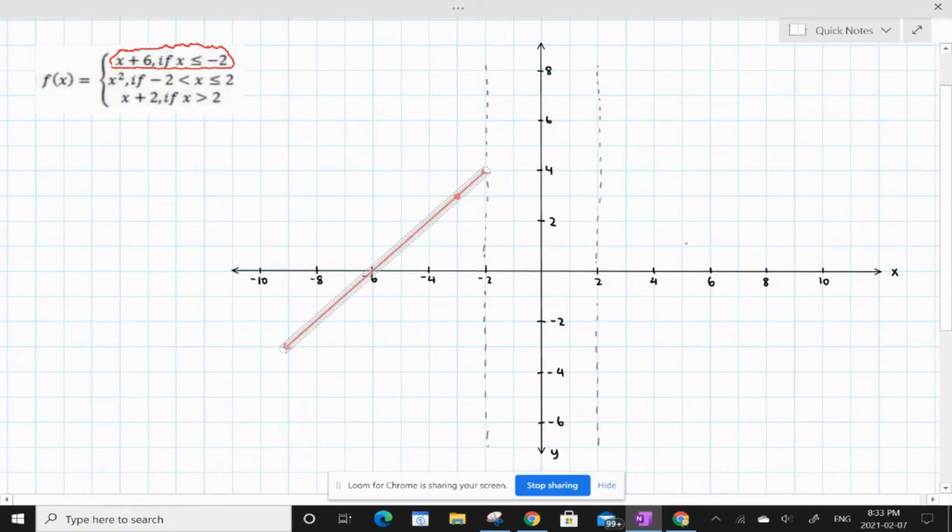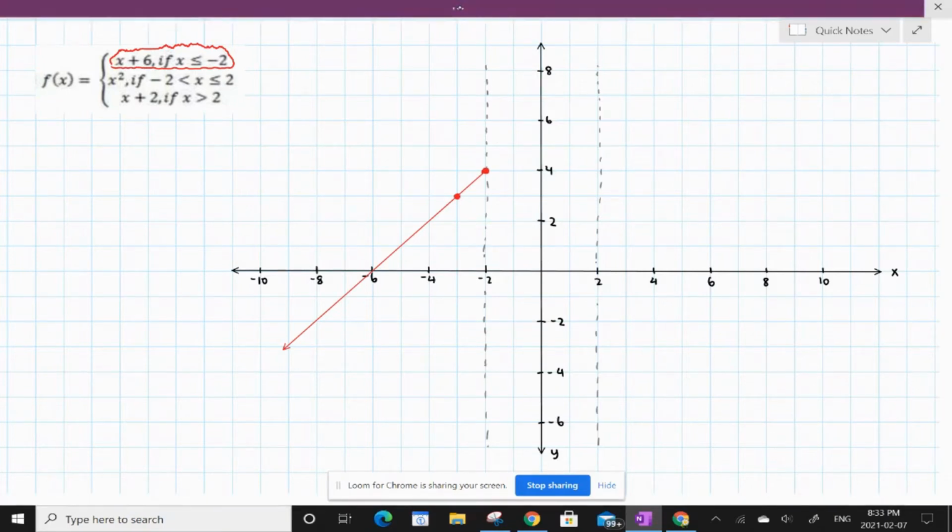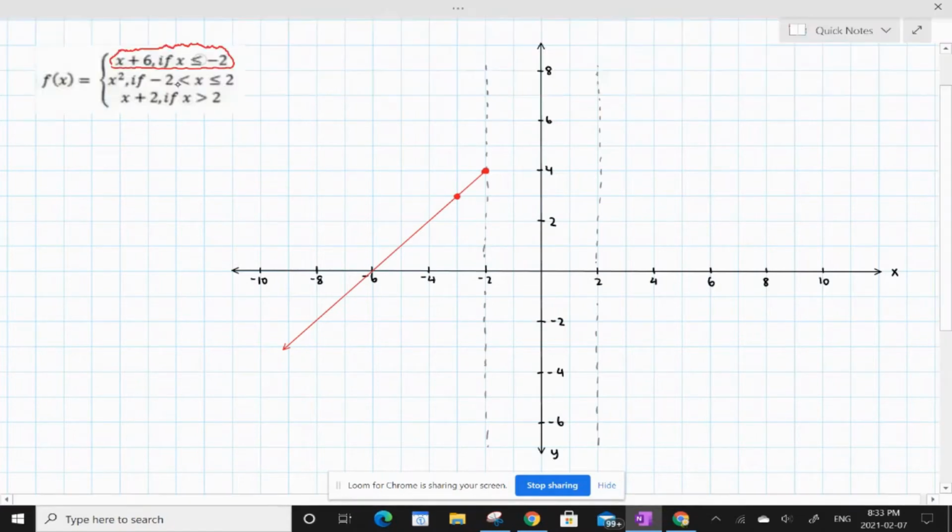So that red line represents the first portion of our piecewise function. Now, we have our second portion, which is between -2 and +2, and it's including +2 in the second portion. So for this second portion here, I'm going to graph it using blue, and I'm graphing x squared.